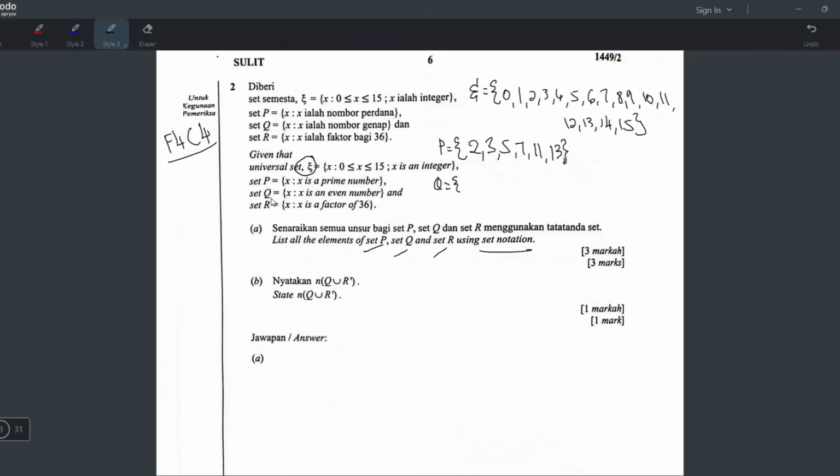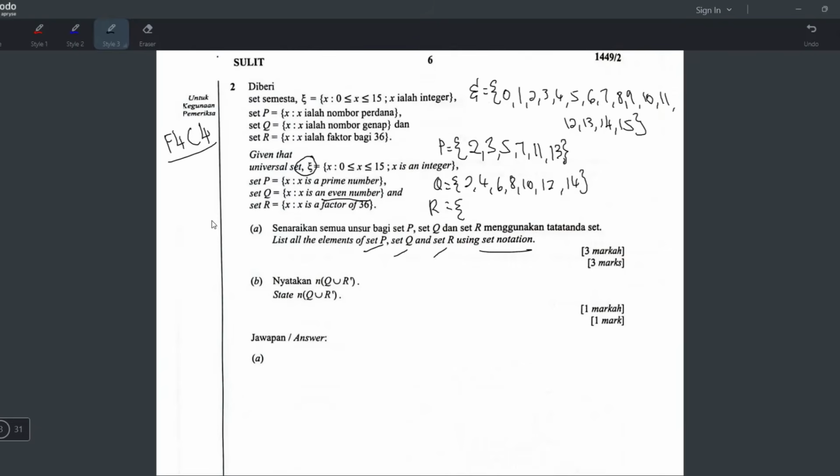Same with the set Q, x is an even number, but you will not just list out all the even numbers in the world. No, you won't do that. You will only list out the ones that are in the universal, which is 2, 4, 6, 8, 10, 12, 14. Okay? Yeah, only the even numbers in the universal. Okay, set R says x is a factor of 36, but you can't list out all the factors of 36. You want to make sure it's in the universal set baru boleh tulis.